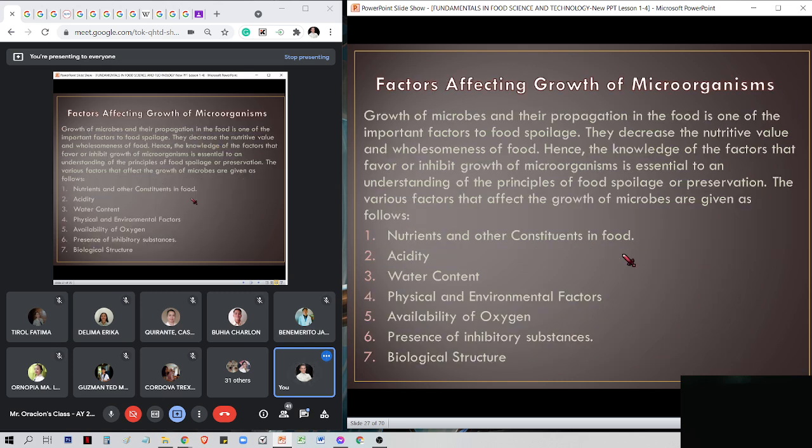So, factors affecting growth of microorganisms. The factors that affect the growth of microorganisms are seven in number.